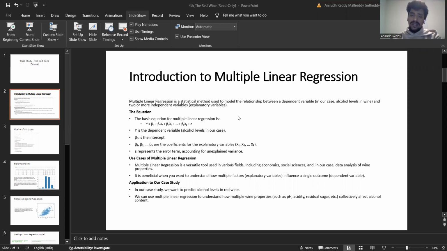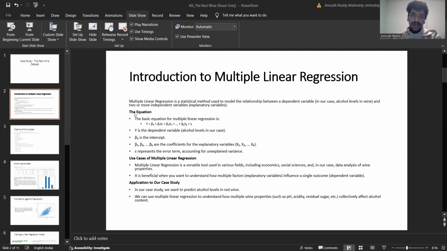Multiple linear regression is a statistical method used to model the relationship between a dependent variable and multiple independent variables. So how does it help? It helps us to understand how the independent variables collectively impact the dependent variable. This is all about multiple linear regression.